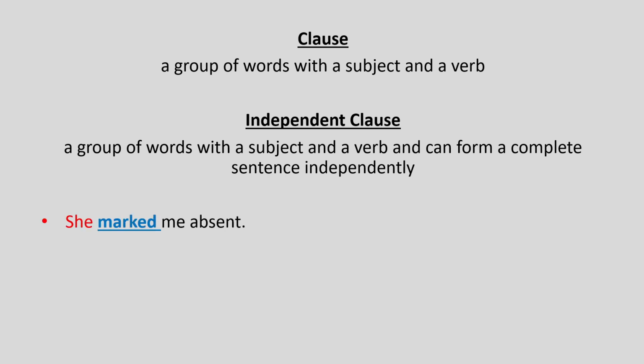For example, she marked me absent. In this sentence, the red part is the subject and the blue part is the verb. She marked me absent. This is a group of words. It has a subject, she, and it has a verb, marked.